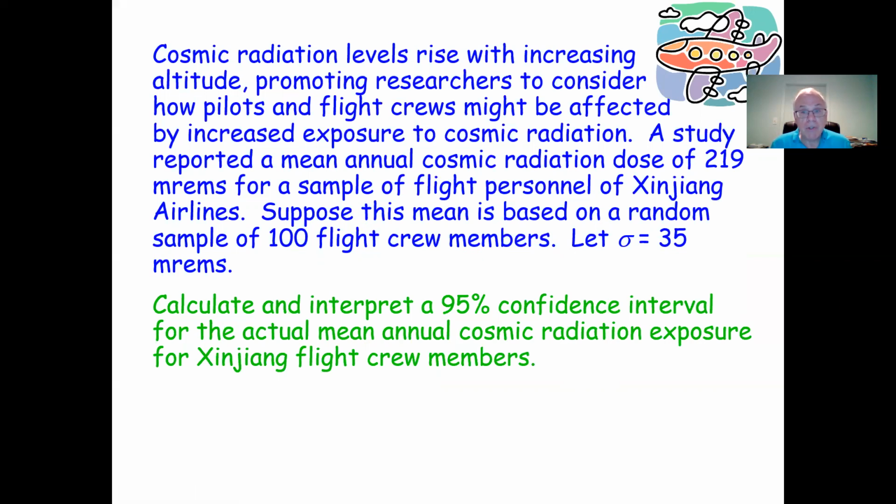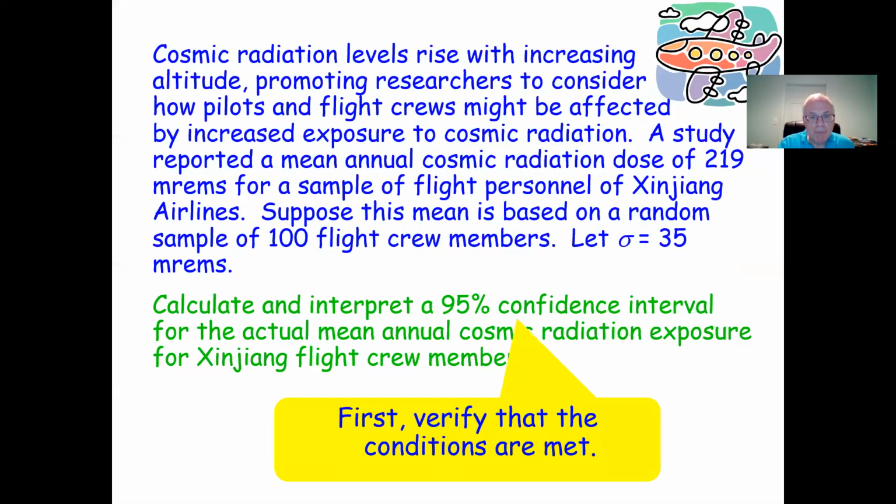This is a study, right? So that means x bar, the sample mean, is 219. Suppose this mean is based on a random sample of 100 flight crew members, and the sample size is 100. Let sigma be 35 mRAMs. So that is our estimate of the population standard deviation. Calculate and interpret a 95% confidence interval for the actual mean annual cosmic radiation exposure.